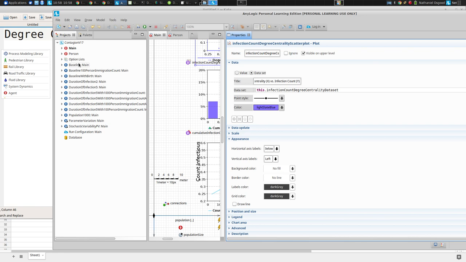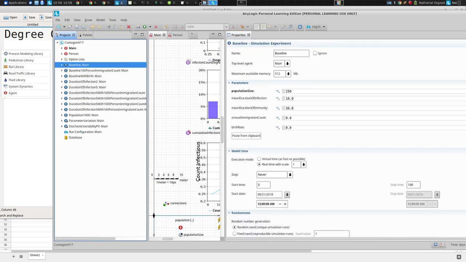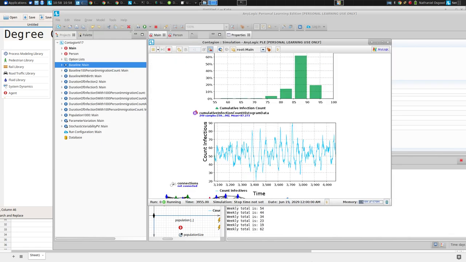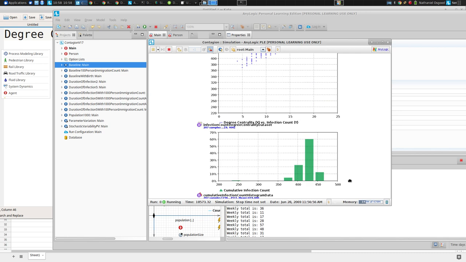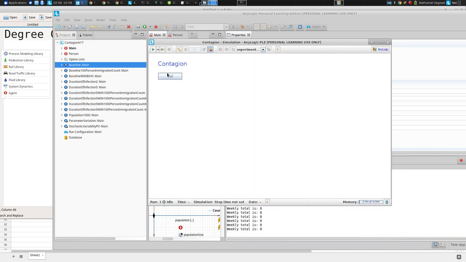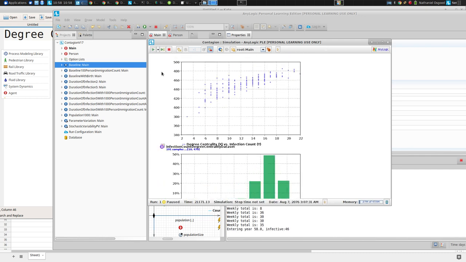Next, I would like to try running it. We'll want to run it for a little bit until it gathers sufficient statistics. But what should we see here? Oh, it died out. Okay, let's try this again. Run it. Hey, there's an interesting pattern. What are we seeing? Degree centrality is on the x-axis, right?